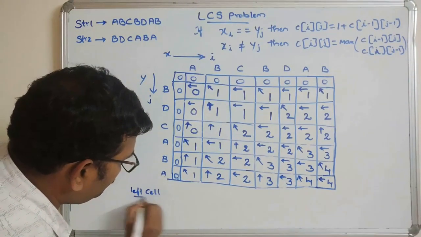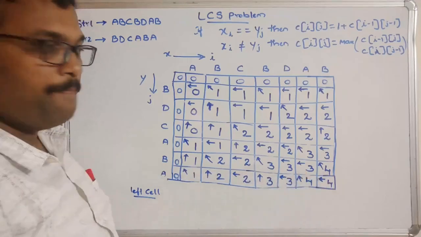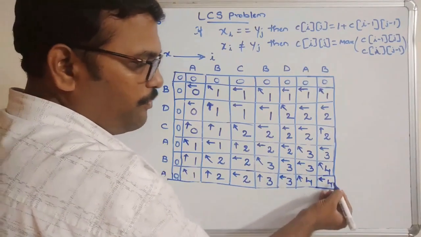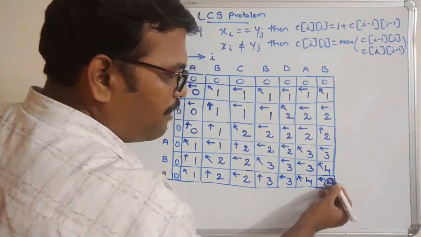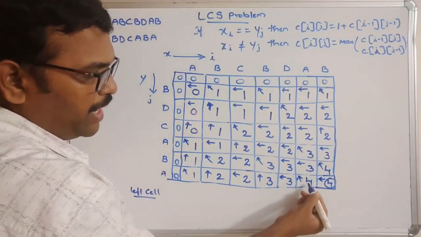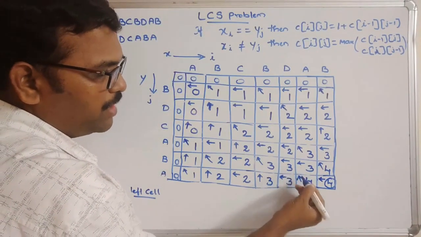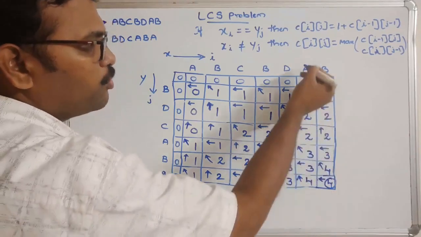If you consider the left cell, so what happens? From here we need to start traveling. So this one and this 4 comes from this cell. So here we got a change, which is A.